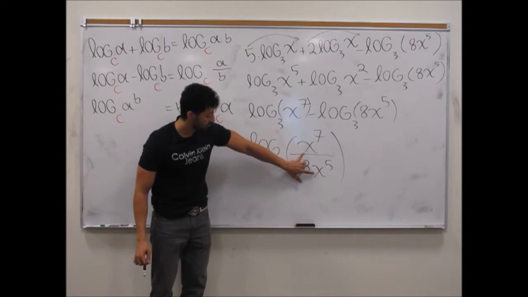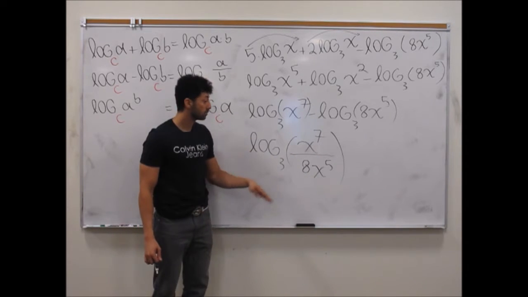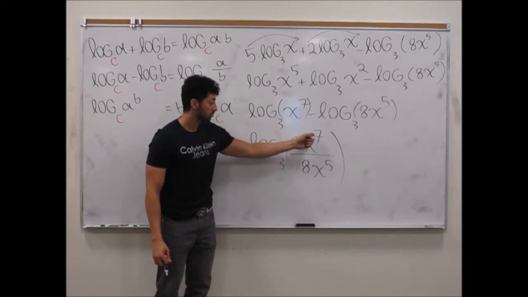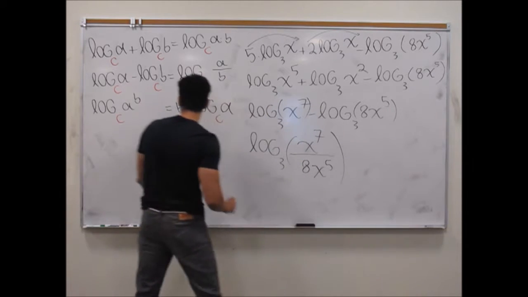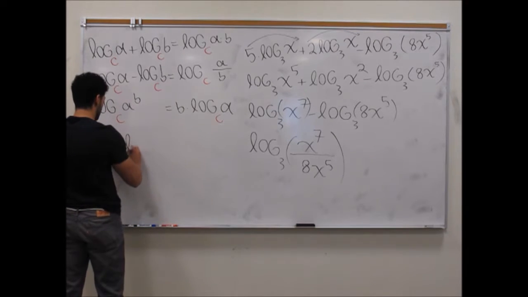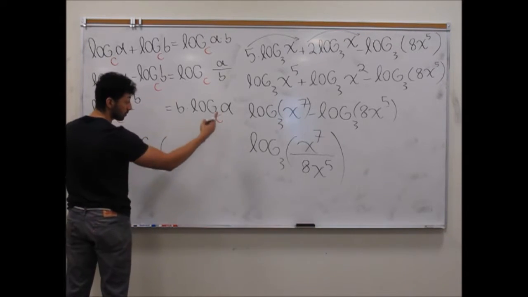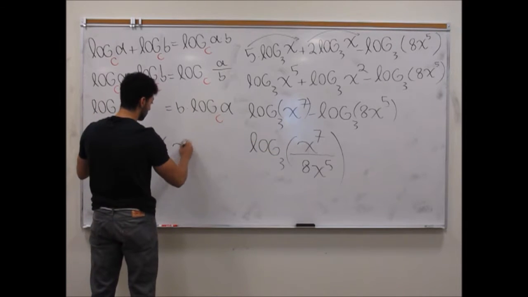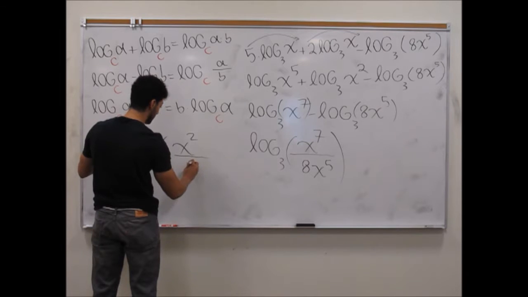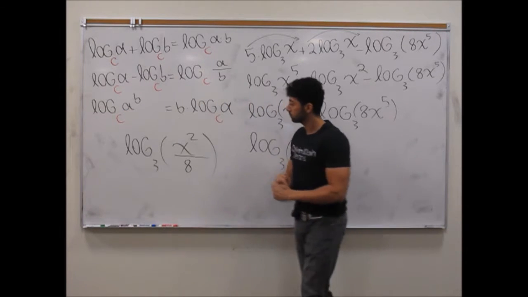So we have the same base here. What do you do with the same base when it's division? You subtract exponents, starting from the top. So 7 minus 5 is 2. So the final answer we get is log base 3, we said 7 minus 5 is 2, right? So we get x squared on top and then an 8 on the bottom. So that would be the answer for that one.